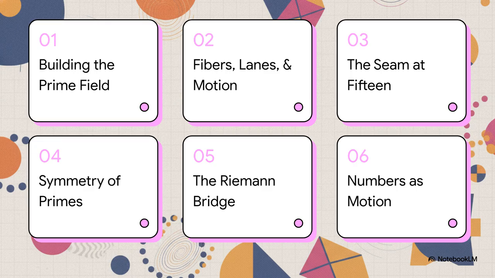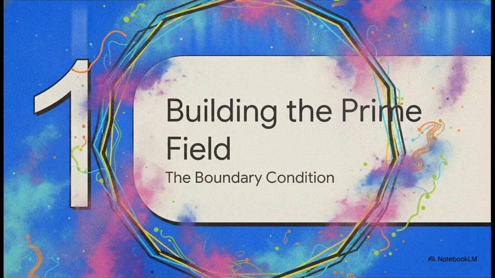We'll be covering 1. Building the prime field. 2. Fibers, lanes, and motion. 3. The seam at 15. 4. The symmetry of primes. 5. The Riemann hypothesis bridge. And finally, 6. Numbers as infinite motion. Let's jump right in. Section 1.